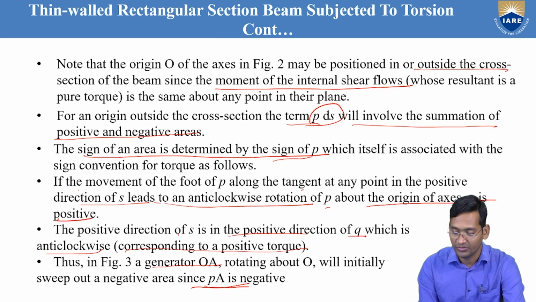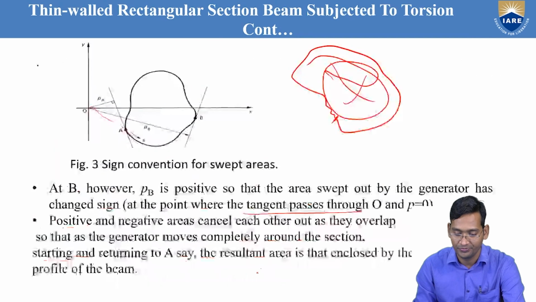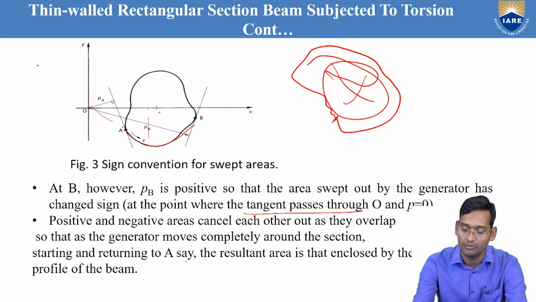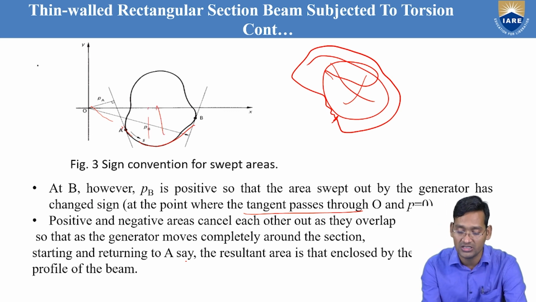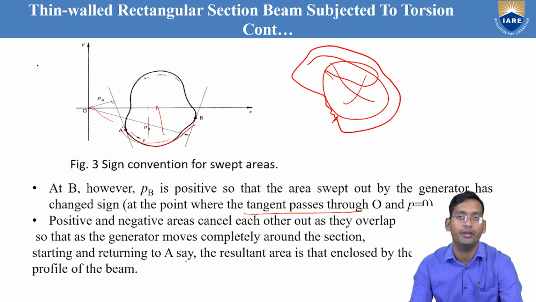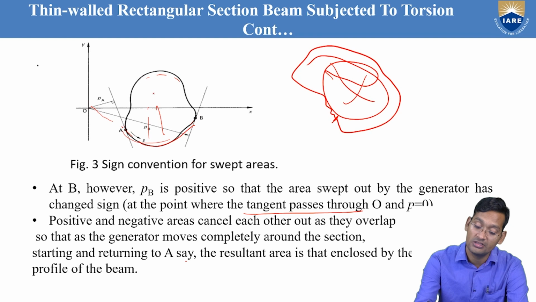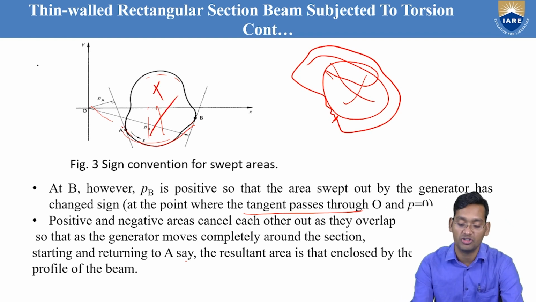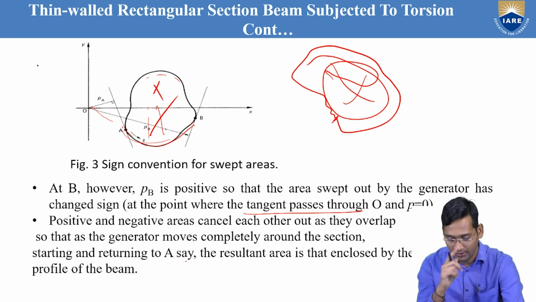Okay. So OA rotating about O will initially sweep out a negative area since P is negative at A. So just see in this figure. For this part, first OA starts sweeping. This is under the negative part of the axis, below the axis, right? So first, this part will be negative. Once it goes along the positive side, then the area will be positive. So the total area will be the sum of the positive and negative parts. It's not only the positive; the resultant area will be the sum of the positive and negative area.